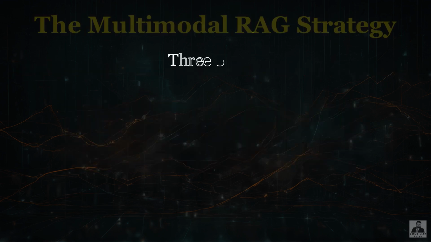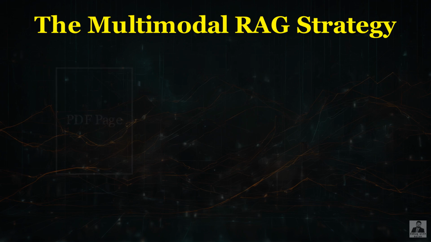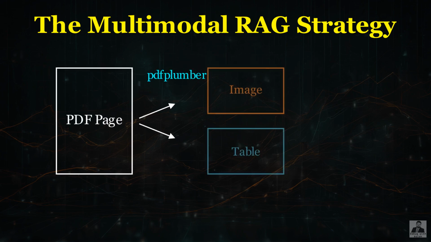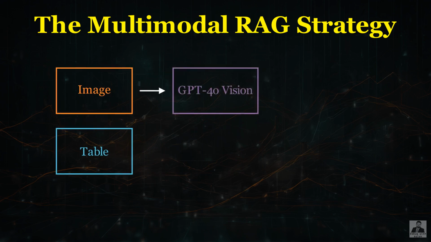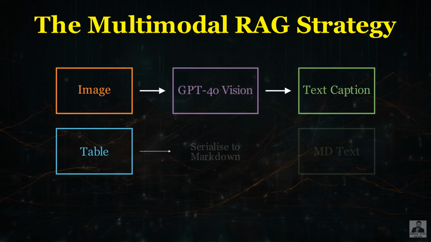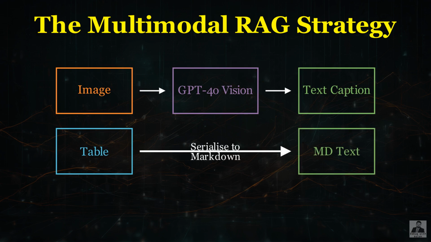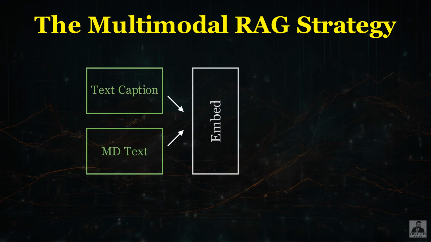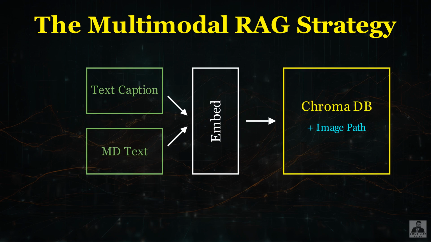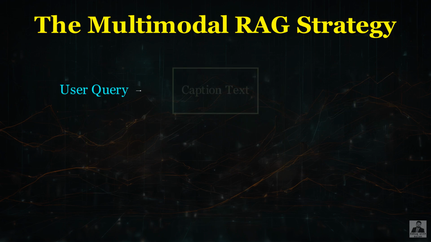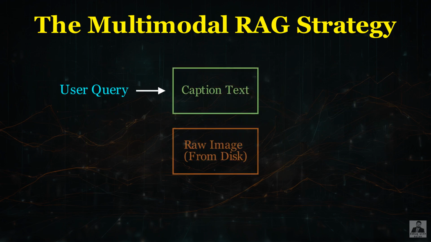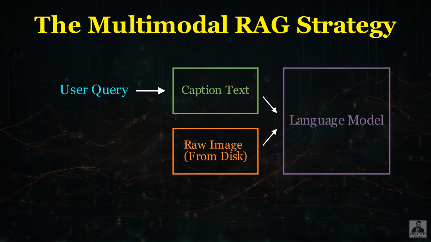The strategy has 3 stages. First, we extract images and tables from each PDF page using pdfplumber. Second, we pass each image through GPT-4o Vision to generate a detailed text caption and serialize each table into Markdown. Third, we embed the captions and table text and store them in Chroma alongside the image file path. At query time, we retrieve the most relevant captions, fetch the corresponding images from disk, and pass both the caption text and the raw images to the language model.